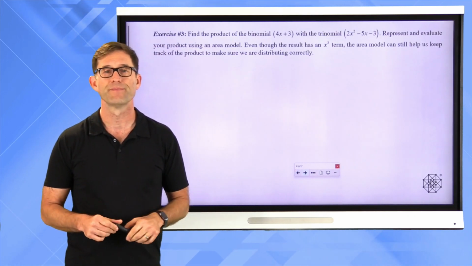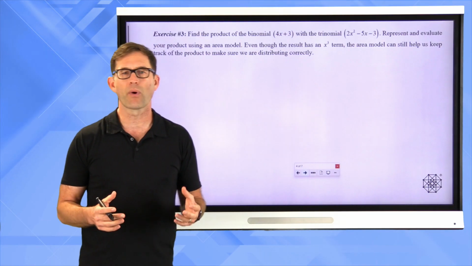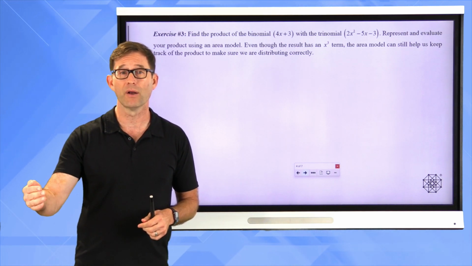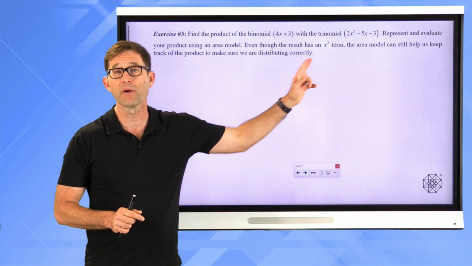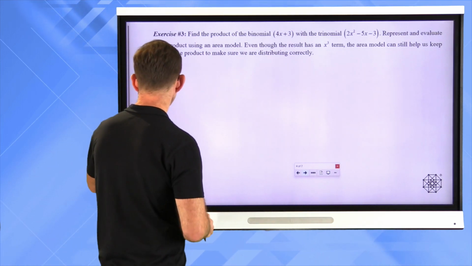Exercise number 3. Find the product of the binomial 4x plus 3 with the trinomial 2x squared minus 5x minus 3. Represent and evaluate your product using an area model. Even though the result has an x cubed term in it, the area model can still help us to keep track of the product to make sure we are distributing correctly. So again, I would probably almost never myself use an area model to multiply a binomial by a binomial. But when I have a binomial times a trinomial, now that's helpful. Let's see how we can do that in this particular problem.